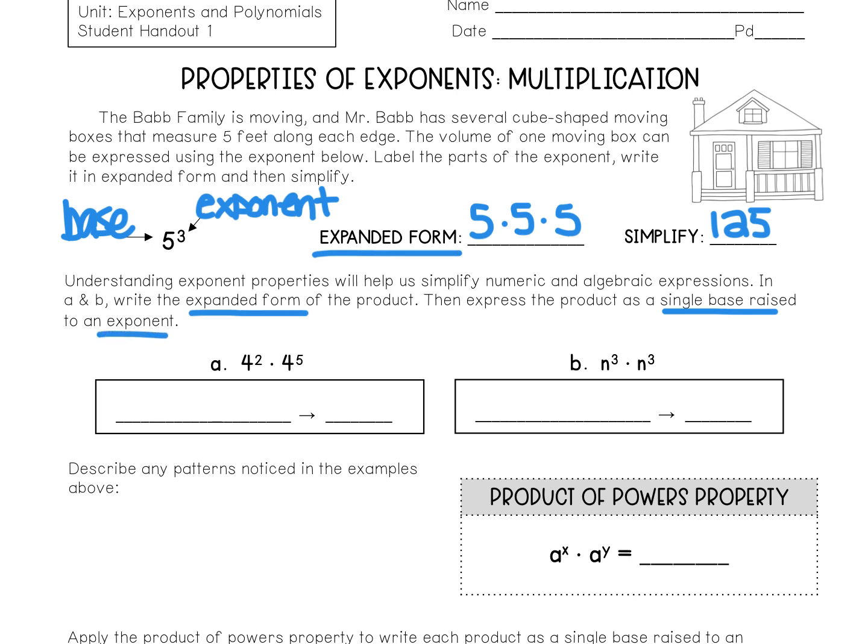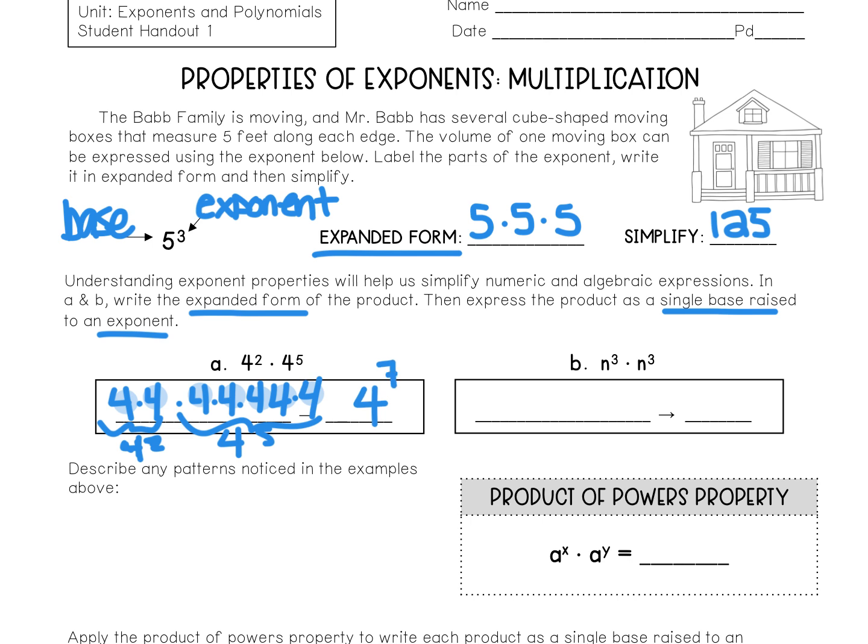So 4 squared means 4 times 4. This is our 4 squared. And 4 to the 5th means 4 times 4 times 4 times 4 times 4. So this is our 4 to the 5th. So now I have 1, 2, 3, 4, 5, 6, 7. I have 7 fours multiplied by each other. So I have 4 to the 7th power.